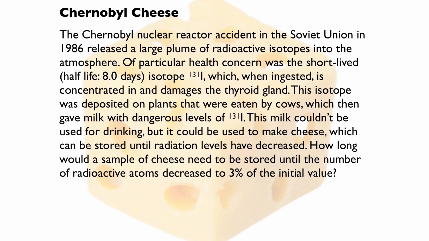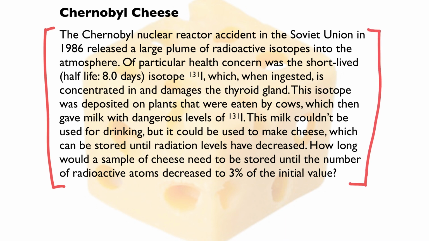And we'll look at some examples in class. The first one we'll look at is the example of Chernobyl cheese. And this is a real story. There were some farmers in Europe after the Chernobyl nuclear reactor accident that had cows giving radioactive milk. And what do you do with the radioactive milk? You make cheese out of it, because you're going to age the cheese.